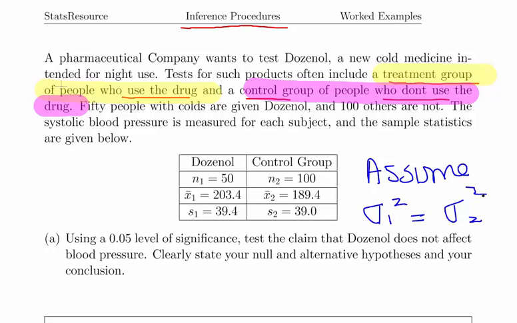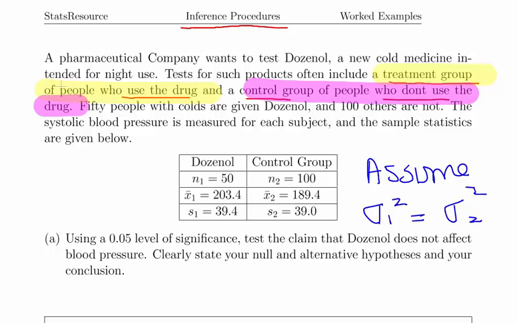Now so we have two groups. The mean and standard deviation for the first group is 203.4 and 39.4. And the mean and standard deviation for the second group, the control group, is 189.4 and 39. Okay, so using a 5% significance level, test the claim that the Dozanol does not affect blood pressure. Clearly state your null and alternative hypotheses and your conclusion.